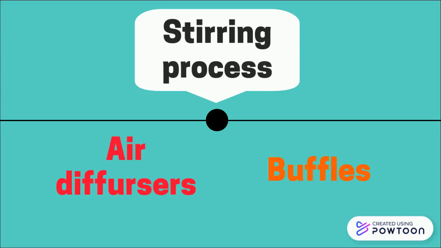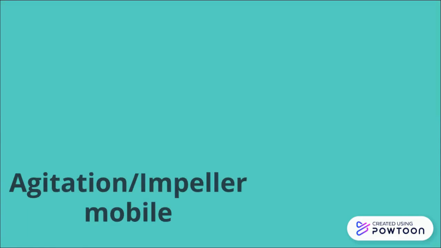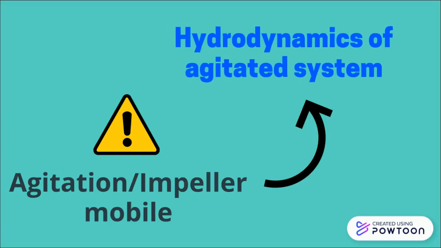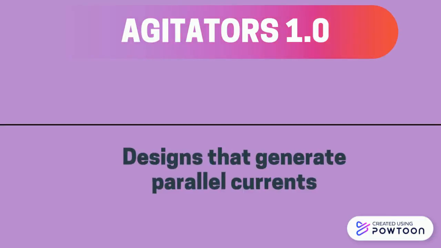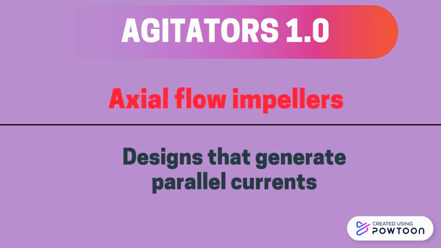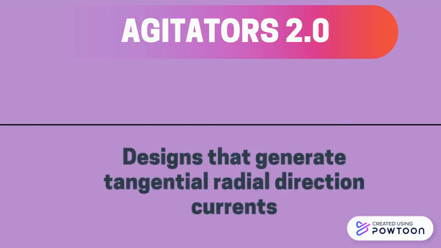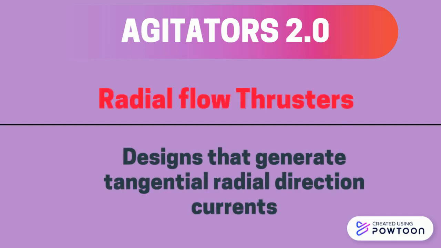There are different tools such as air diffusers and baffles to improve the stirring process. However, the design of the agitation or impeller mobile is the most important factor when defining the hydrodynamics of the agitated system. Agitators can be divided into two groups. The first consisting of designs that generate currents parallel to the impeller shaft, which are called axial flow impellers. The second group consists of agitators that generate currents in a tangential radial direction, which are called radial flow impellers.